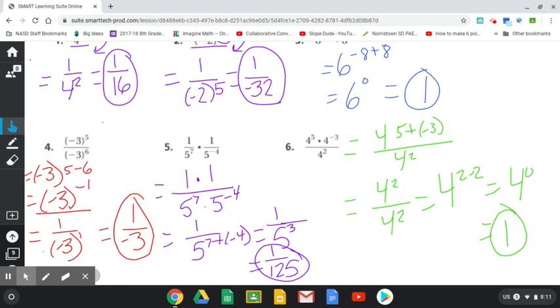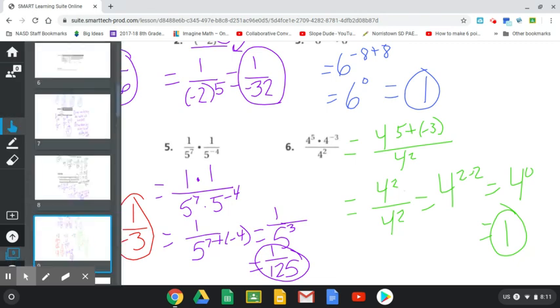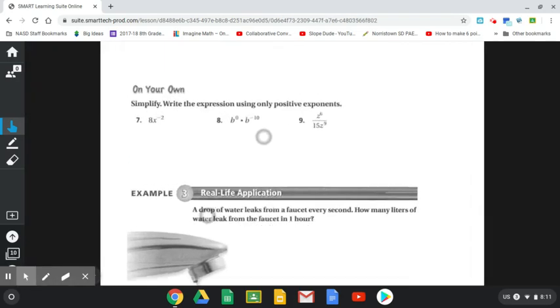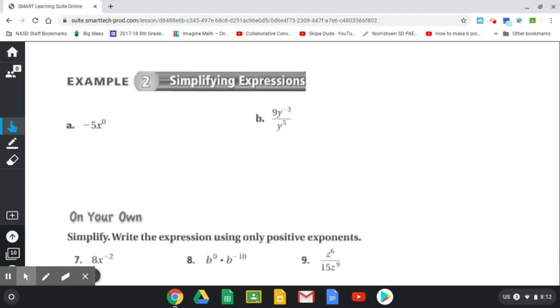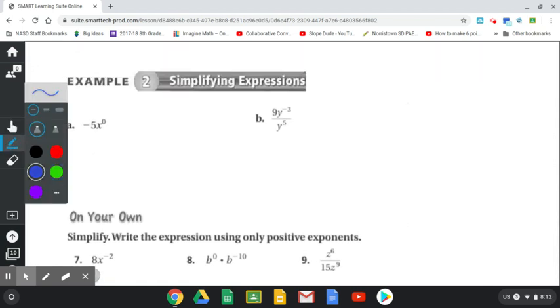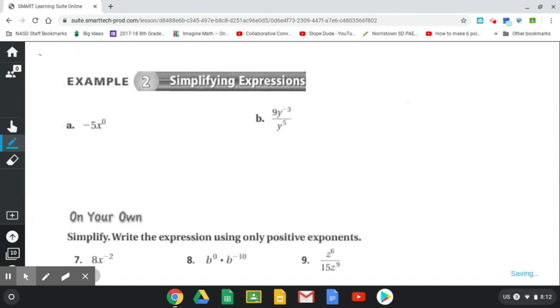Okay, ladies and gentlemen. Let's move on here to example 2. All right, so we're going to have to simplify expressions now with these. So stick with me, friends.